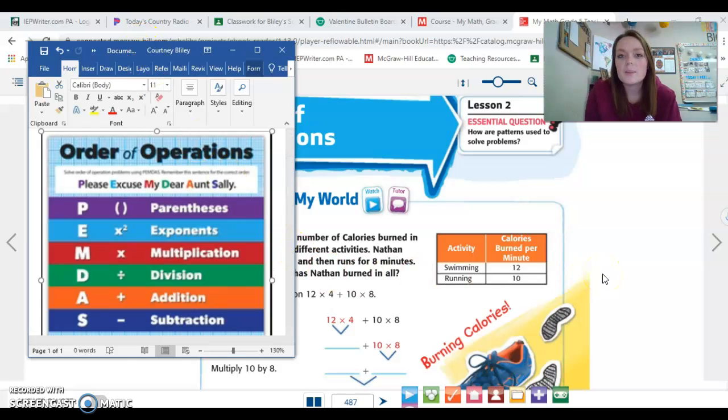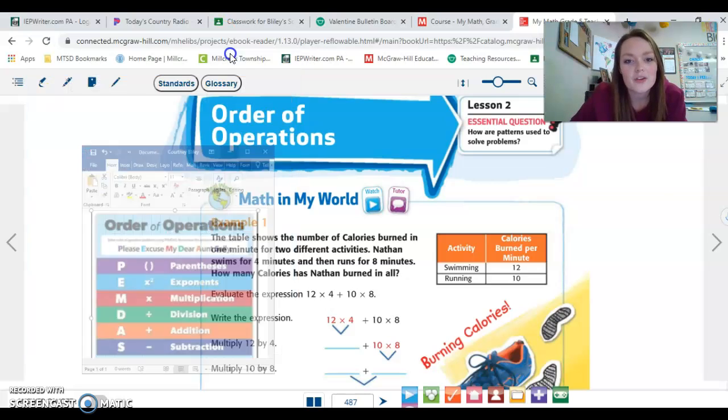Remember, we use the acronym: Please excuse my dear Aunt Sally to remember parentheses, exponents, multiplication, division, addition, and subtraction. Remember, we go in this order to correctly solve our equations so that we are all following the same process and we can get the same answer. So let's get started with our first problem.